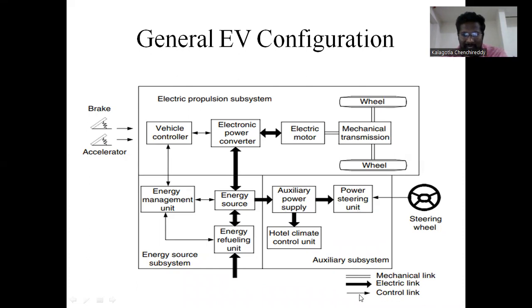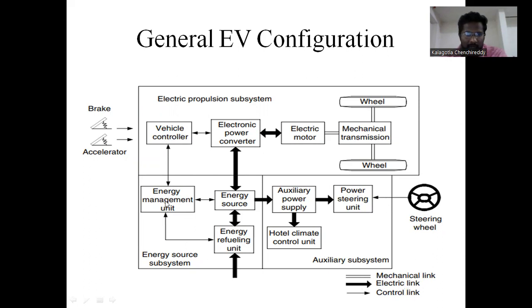Next, the third one is a control link. This control link connects the vehicle controller to the energy management unit. Next, energy management unit to energy refueling unit. Next, steering wheel to power steering unit. This control link is only used in three places.